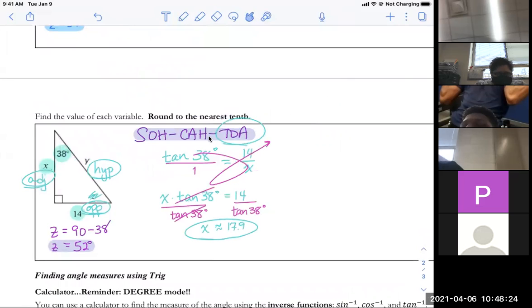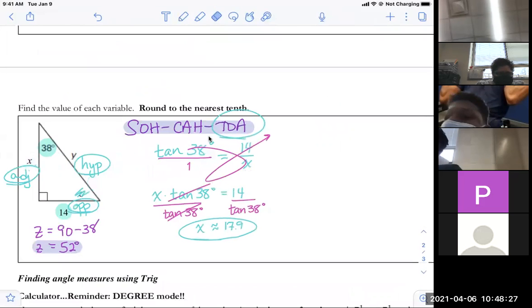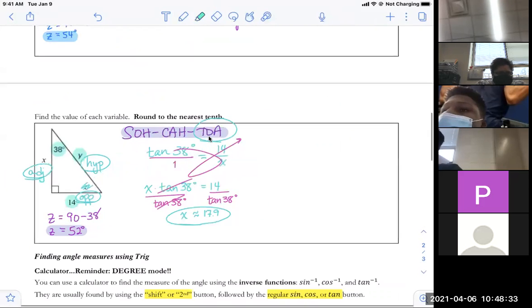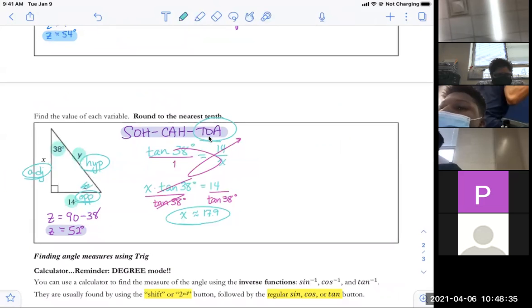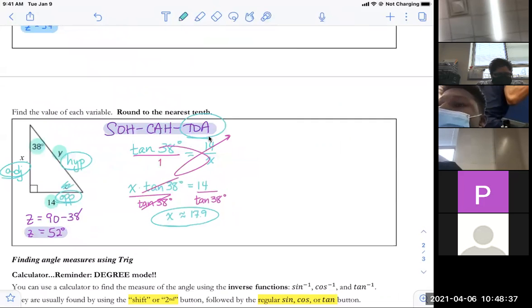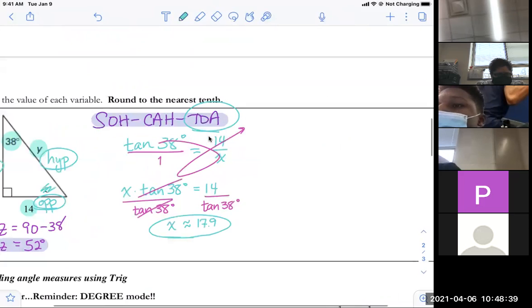So now let's go ahead and find Y. We're still going to use a 14, we're still going to use a 38, but now we want Y in our equation. Okay, so Grace, can you tell me, will that be sine, cosine, or tangent? Is it sine, cosine, or tangent? We're going to use 38, 14, and Y.